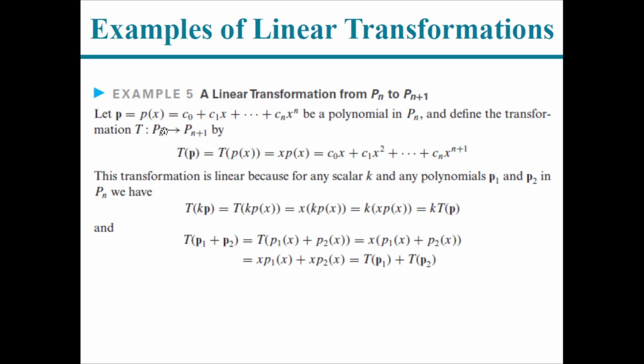So you see, we have as an input a polynomial of degree n, and as output it turns out to be a polynomial of degree n plus 1. And the rule to produce those polynomials is just to multiply the input by x. Somebody could create another one where you multiply the input p by x squared, and then you'll get polynomials of degree n plus 2. Wow. That would also be a linear transformation.